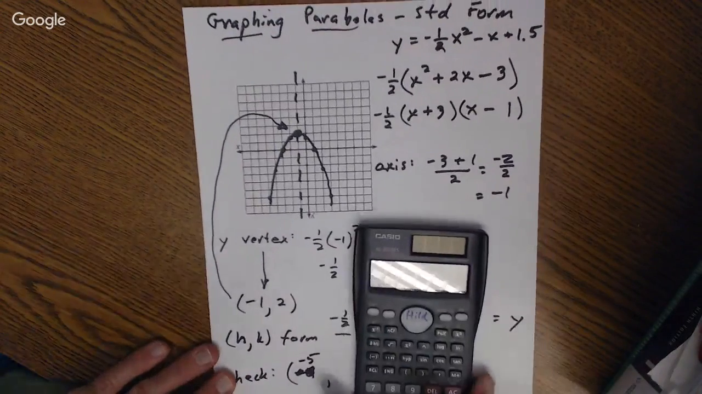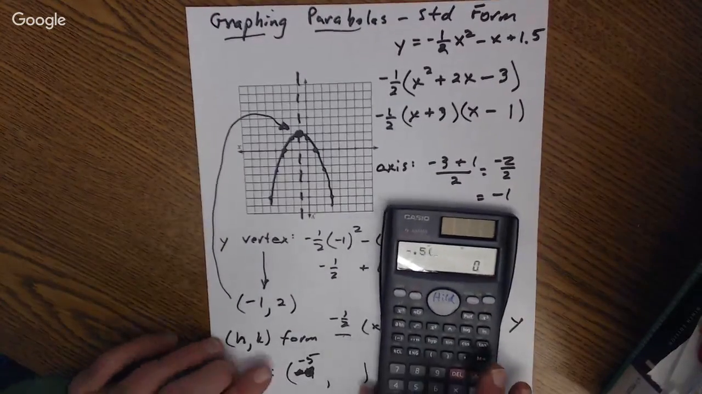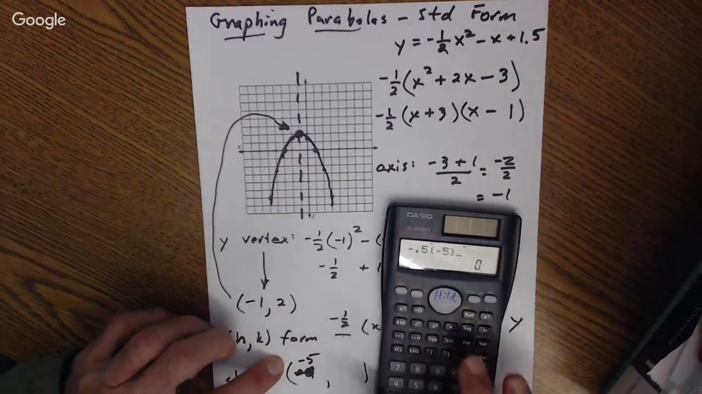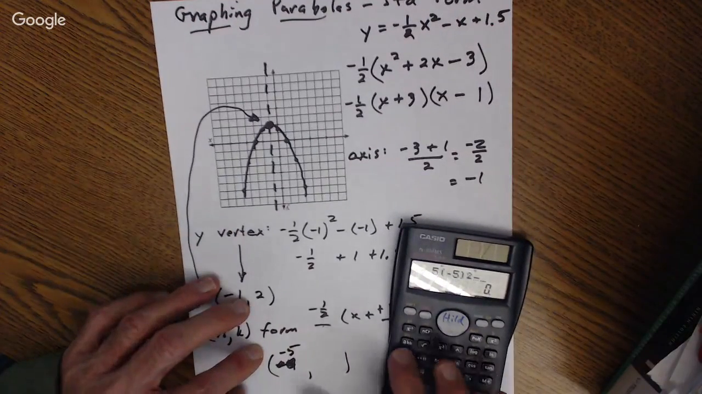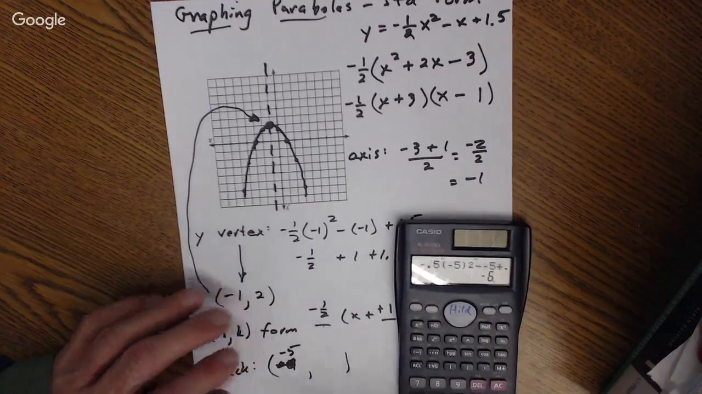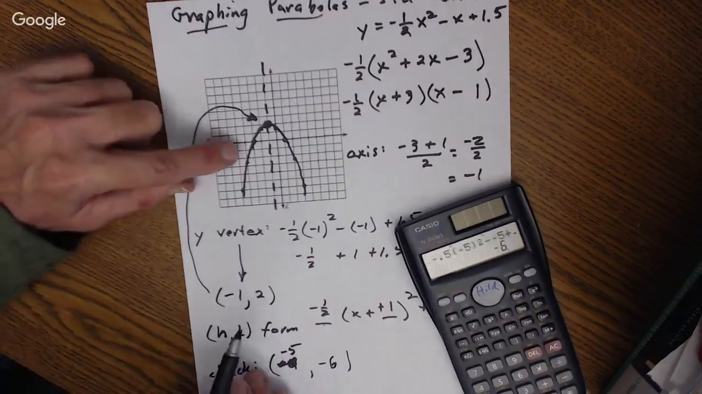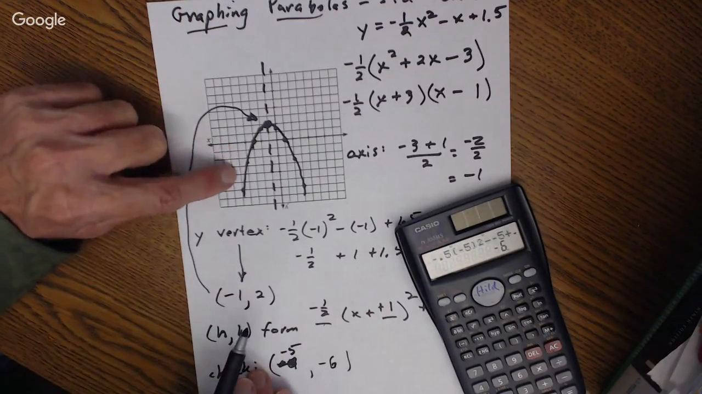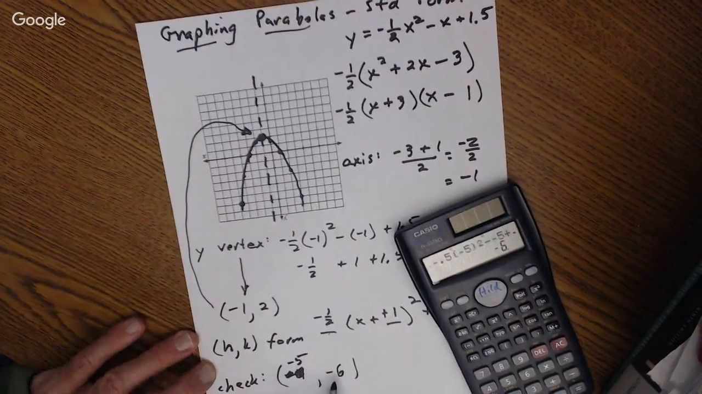And I'll put that into my calculator. I go -0.5, parentheses, -5, close parentheses, squared. And then minus a -5 plus 1.5. And when I do that, I get -6. And that is 1, 2, 3, 4, 5, -6. So that point right there is -5, -6.